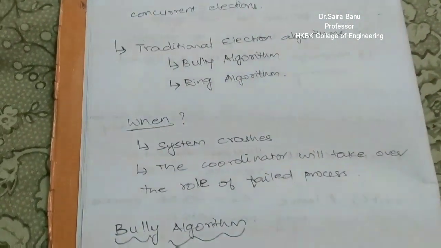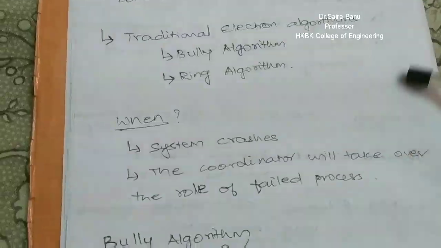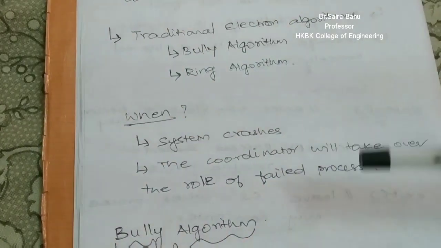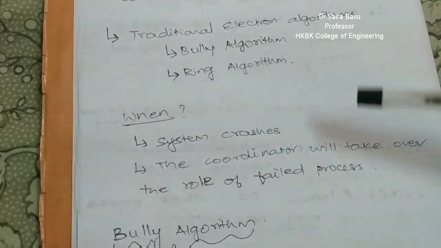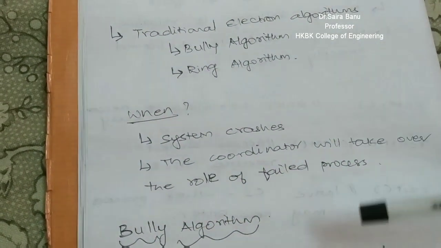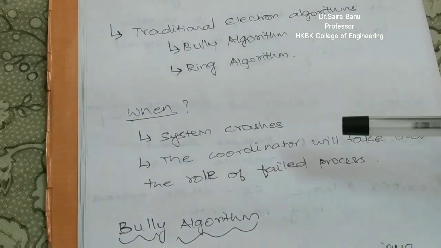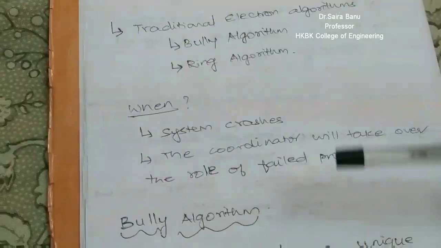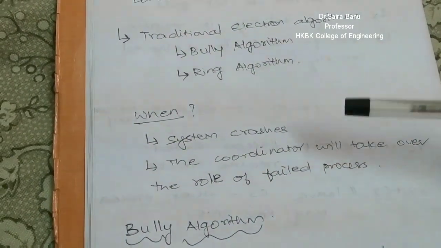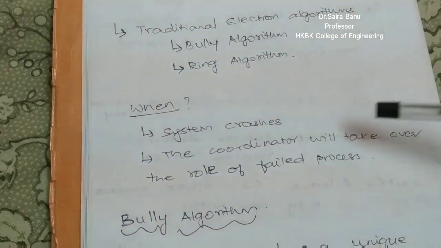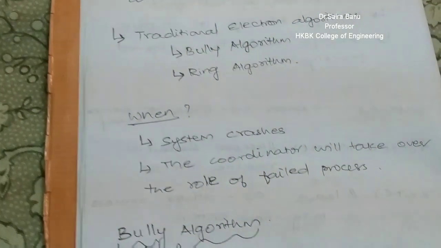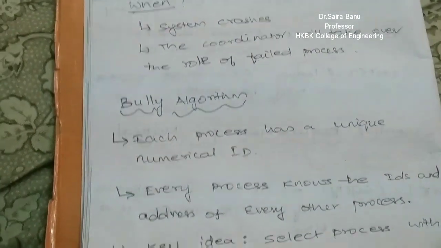What is the necessity for this election algorithm? Suppose we have a network with n systems, and one of the systems fails or crashes. Now, the network has to work in a normal way without showing this failure. So, someone has to take the role or do the work of the system which has failed. Now, this coordinator, which will be elected using this election algorithm, will take over the role of the failed process. So, he will do the work of the failed process. We'll see the bully algorithm first.